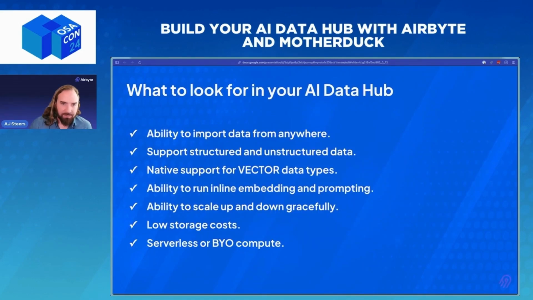So we talked about the ability to import data from anywhere. I'll talk about that a little bit more in a second. Other things that you want to look out for is to make sure that your data hub has native support for vector data types. Those are going to be increasingly important. More and more databases do, and I'll talk about those towards the end. You'll also want to be able to do inline embedding and prompting. I'll show an example of that.